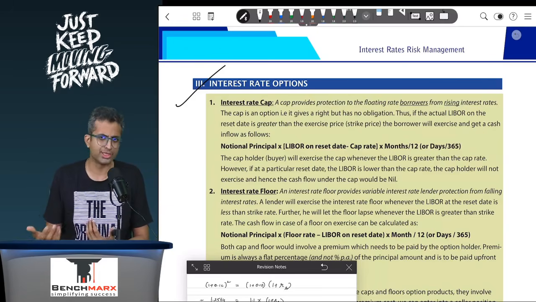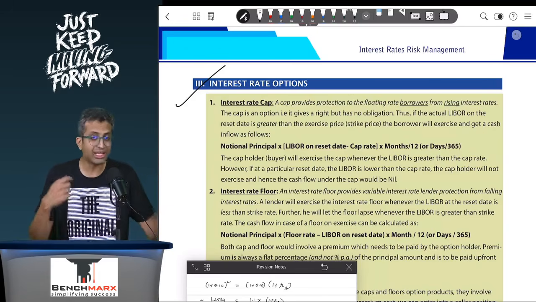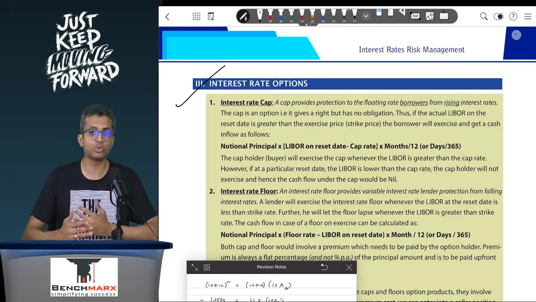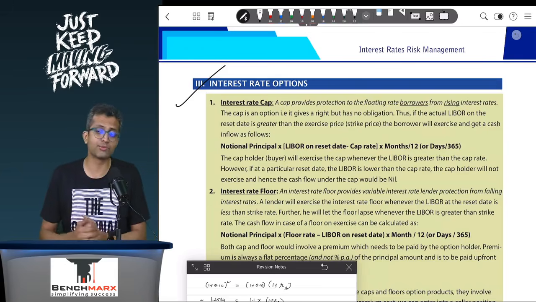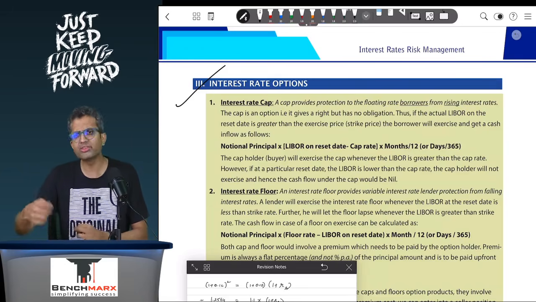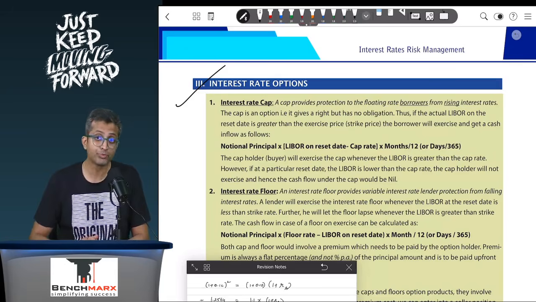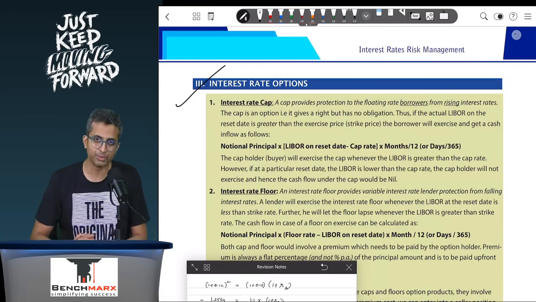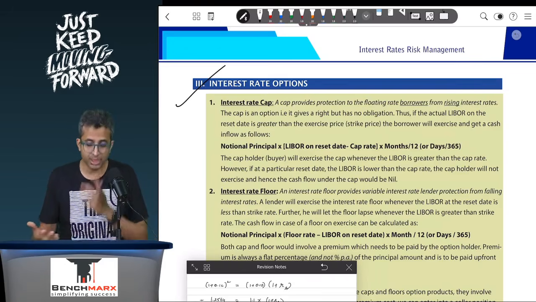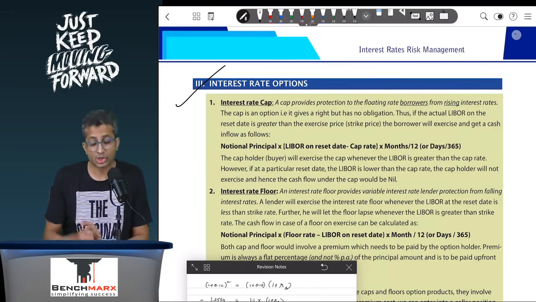Now, what do you guys think? When I enter into a cap or a floor, there are two parties. One is a cap holder, one is a cap writer. One is a floor holder, one is a floor writer. Do you think someone will give me the cap free of cost? No. It's an option product for which we will have to pay what you call a premium. And when we are paying a premium, that pinches us. So that premium has to be considered.